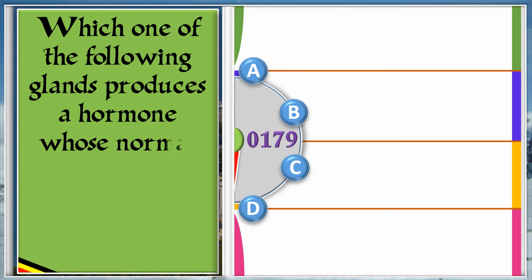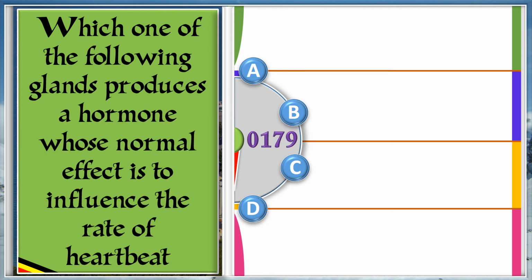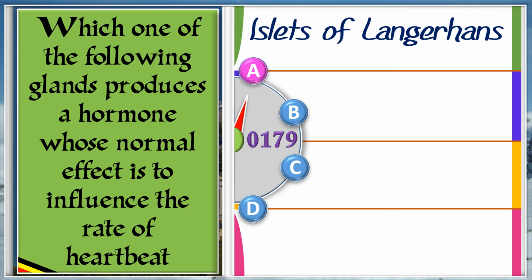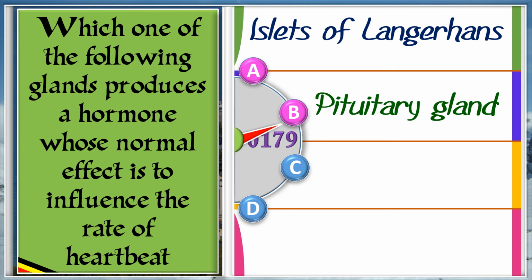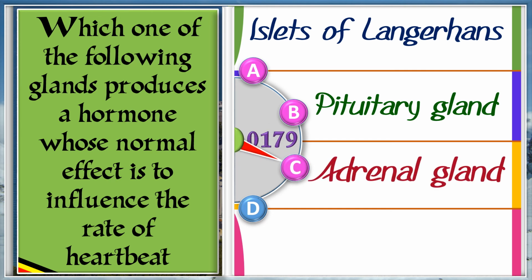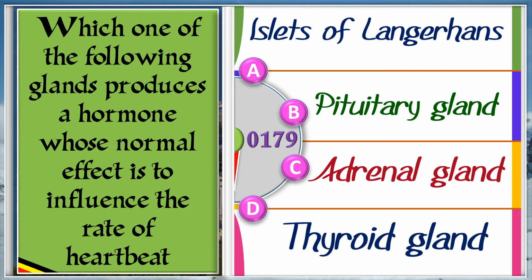Which one of the following glands produces a hormone whose normal effect is to influence the rate of heartbeat? A. Islets of Langerhans. B. Pituitary gland. C. Adrenal gland. D. Thyroid gland. And the answer is C. Adrenal gland.